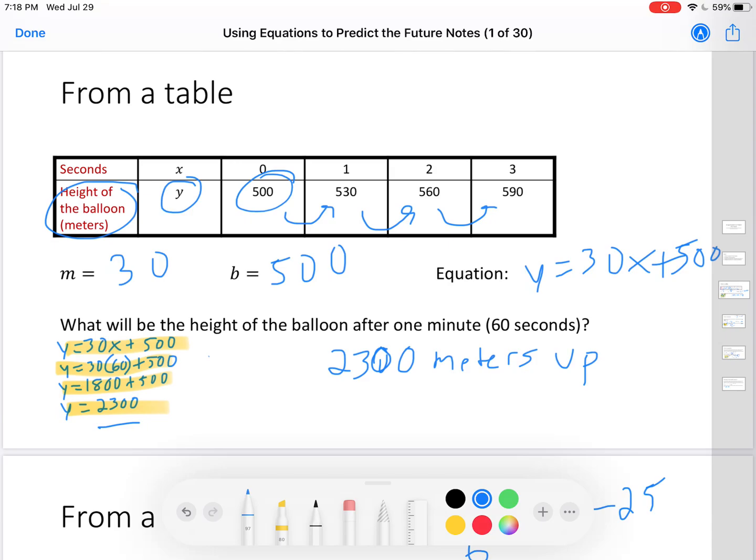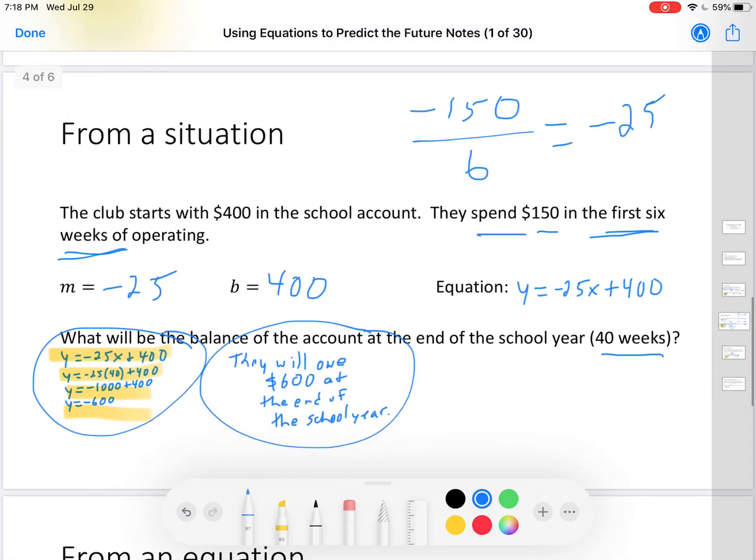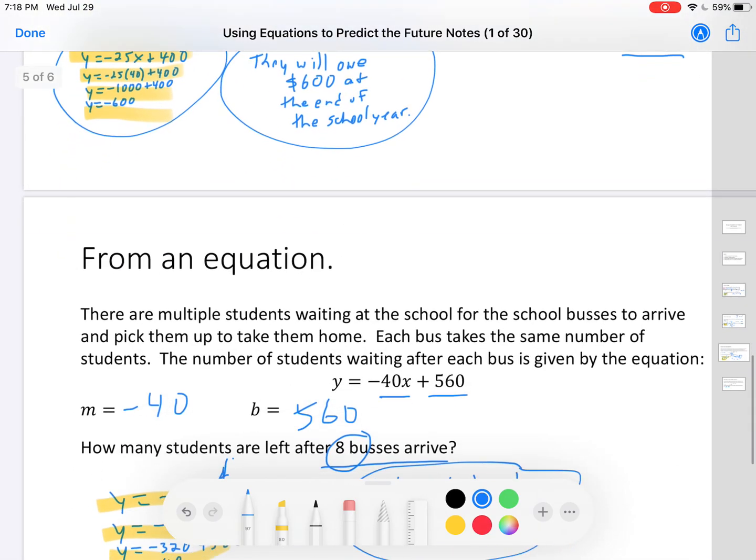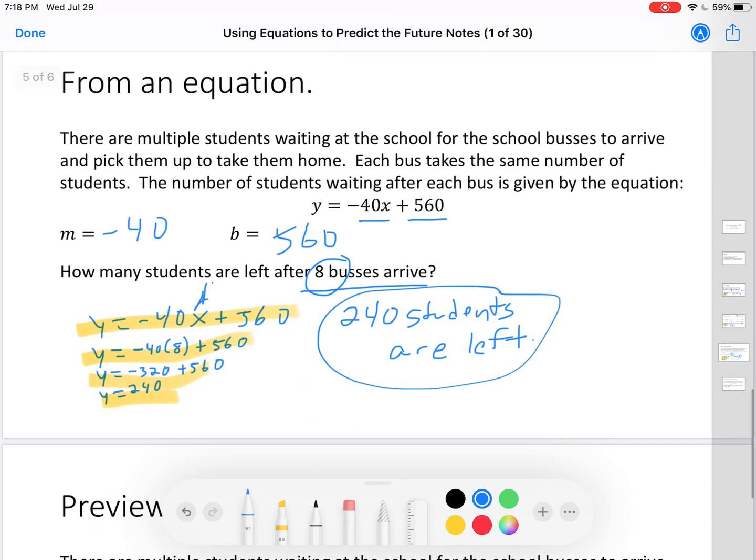Show the 4 steps, answer the question. That's what you have to do today. Make sure you understand it. That's it.